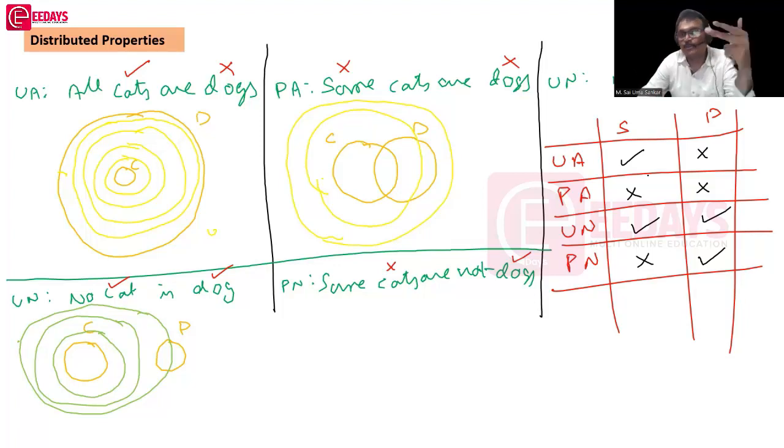Okay, not only two statements and two conclusions, even three statements and four conclusions, or four statements and four conclusions, you can solve the question. Okay, now, so these are the distributed properties. Now go to the mediate inference.